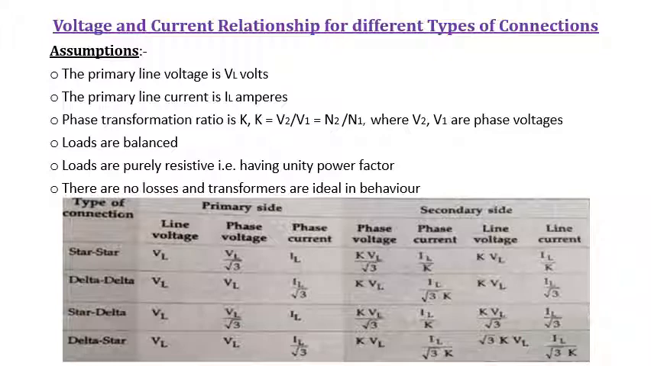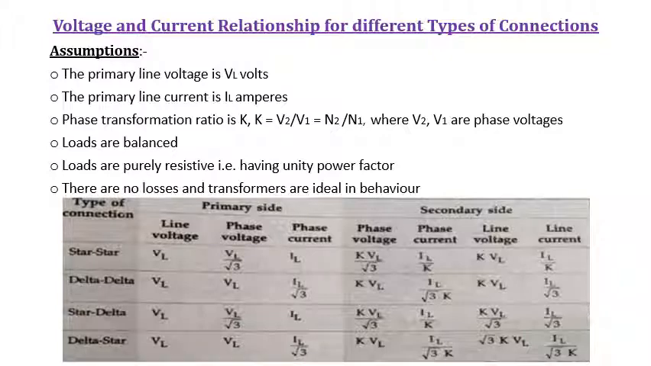You deduced some relationships between line voltage and phase voltage, line current and phase current. There you considered some terms and also made some assumptions. So what are those assumptions? The primary line voltage, you assumed as V suffix L volts. The primary line current you assumed as I suffix L amperes.